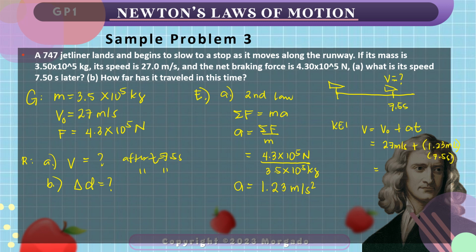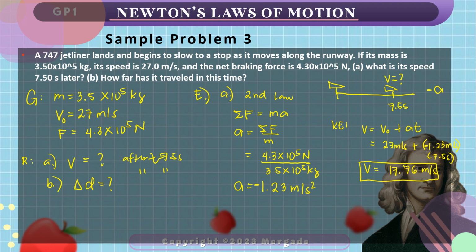take note that the acceleration is negative because the plane will be braking. So it's moving from a high speed to a decreasing speed. Therefore, the acceleration of the object opposes its motion, and that acceleration is a negative acceleration. So substituting the values, we get 17.76 meters per second. So kindly look at the value. Notice that from a speed of 27 meters per second, after 7.5 seconds, the plane is now only moving at a speed of 17.76 meters per second.